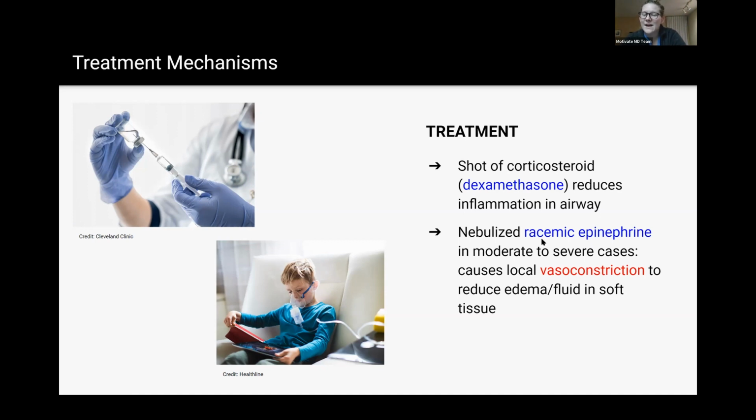The epinephrine is going to counteract that. It's going to cause localized, meaning only in the airway, not everywhere else in your body, vasoconstriction to help close the blood vessels tighter so that they're not leaking fluid everywhere. That'll reduce the edema in the soft tissue, so that'll improve their pain, their cough, their stridor, a lot of the symptoms can be improved with this. So those are the main interventions for croup.